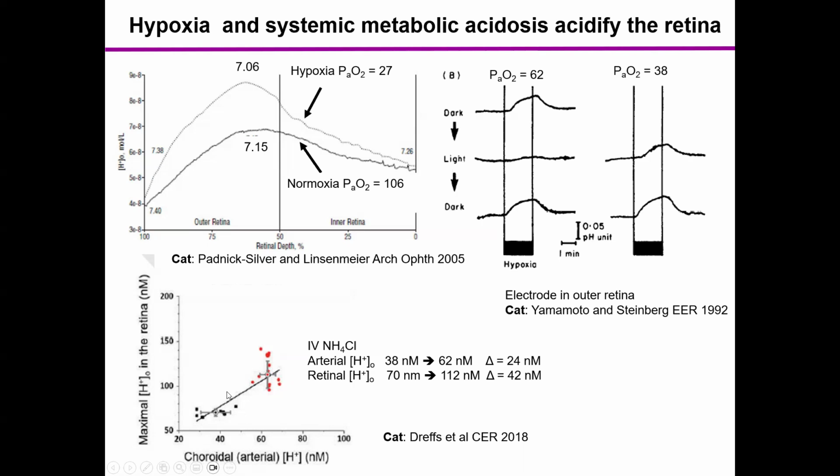So when you make the animal have metabolic acidosis, of course, the arterial pH acidifies by about 24 nanomolar on the average. But the retinal hydrogen ion concentration goes up more than that. So something is going on in the retina in addition to what's going on in blood. It's not just elevated by the same amount.